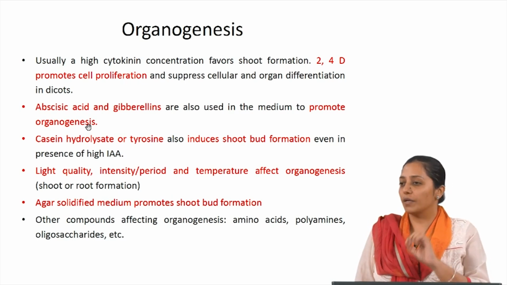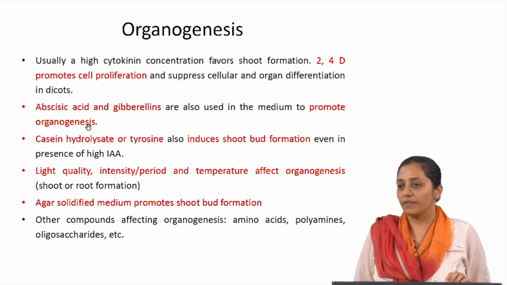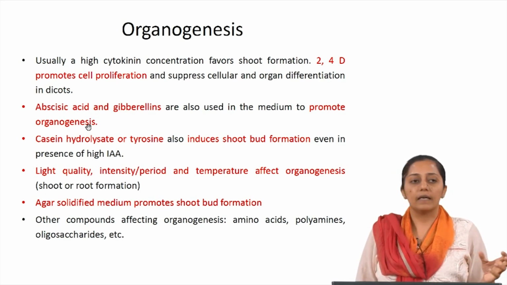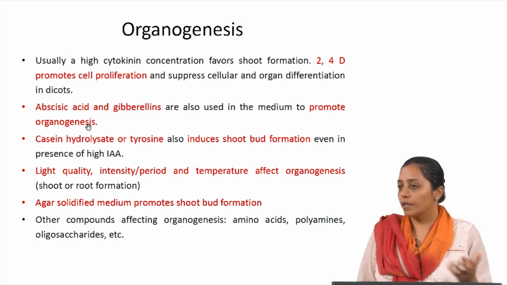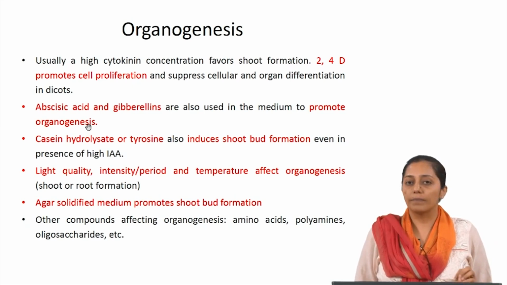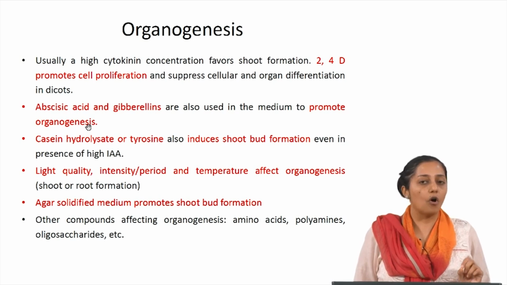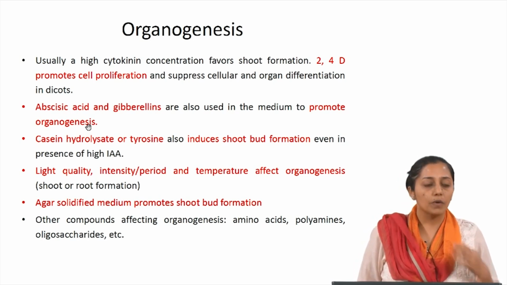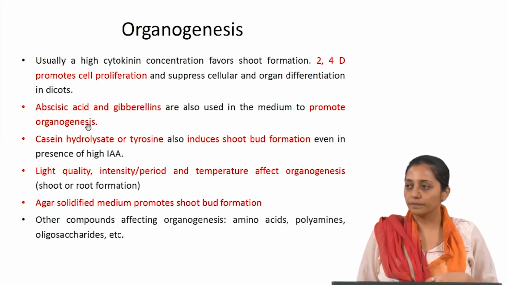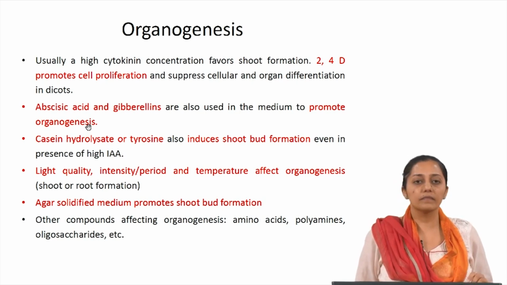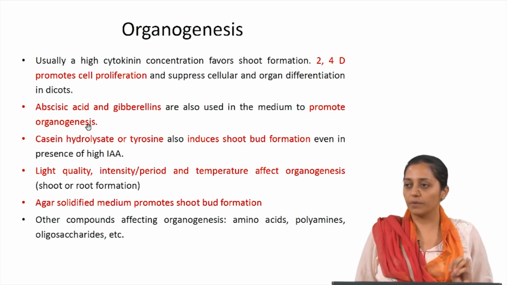So, these things you can note down. Although this is species specific, in general it helps, because when you are working with a species for which no information is available, this can be the starting point. Now, 2,4-D promotes cell proliferation and suppresses cellular and organ differentiation in dicot plants. I hope you know what monocots and dicots are. Monocotyledonous, dicotyledonous, cotyledons, that much you people know.